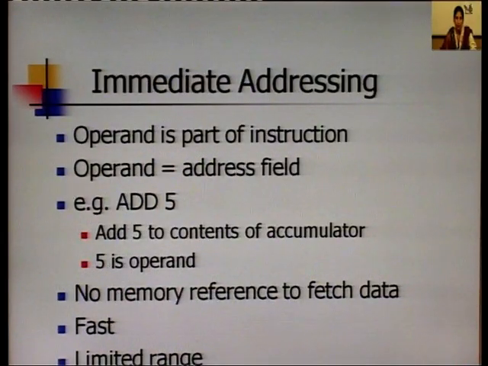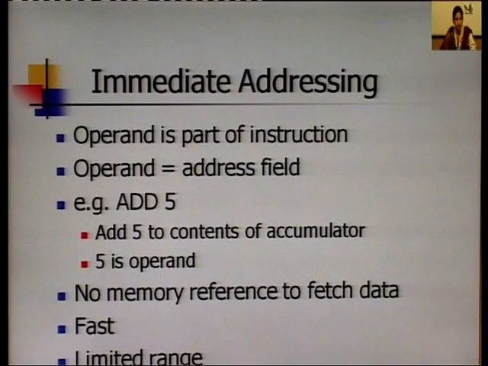First we will study immediate addressing mode. The operand is part of the instruction. In immediate addressing mode, the operand is stored in the instruction itself. Operand is equal to address field. For example, we have an instruction add 5. Here add is an operation, that is the opcode. Add 5 to the contents of the accumulator. 5 is an operand. In this instruction, 5 will be added to the contents of the accumulator. Whatever the result will be, it will be stored in the accumulator.